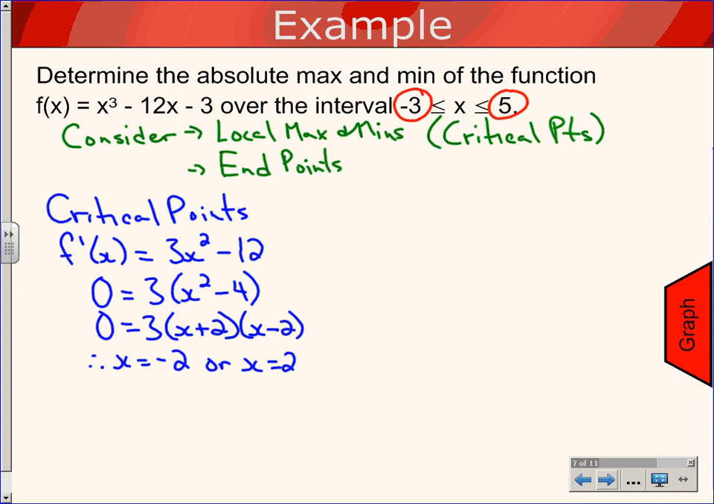I need the points. So I would like to know f of minus 2, and I would like to know f of 2. What that's telling me is that those are going to be maxes or mins. I don't know too much else yet. It's a cubic. I do have the graph there. I'll show that to you in a minute. We're just going to figure out how high these actually are.